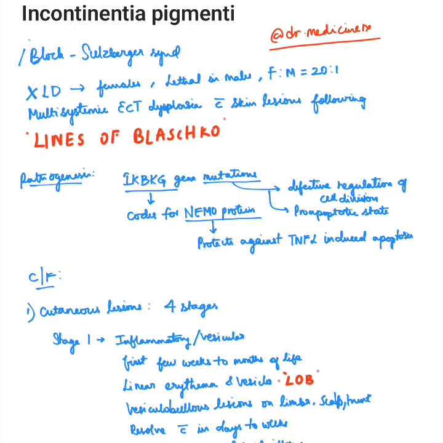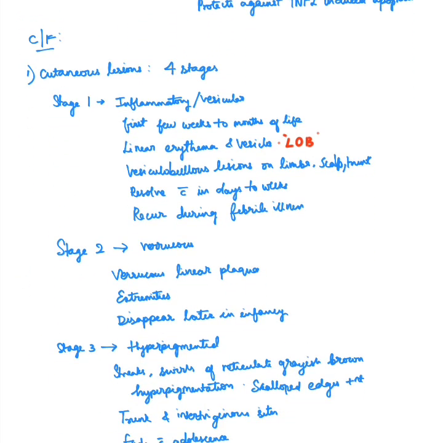So coming to pathogenesis, there is going to be a mutation in the IKBKG gene, which codes for NEMO protein. This NEMO protein is required for protection against TNF alpha induced apoptosis. So in case of this mutation, there is going to be defective regulation of cell division as well as a pro-apoptotic state. Now coming to clinical features.